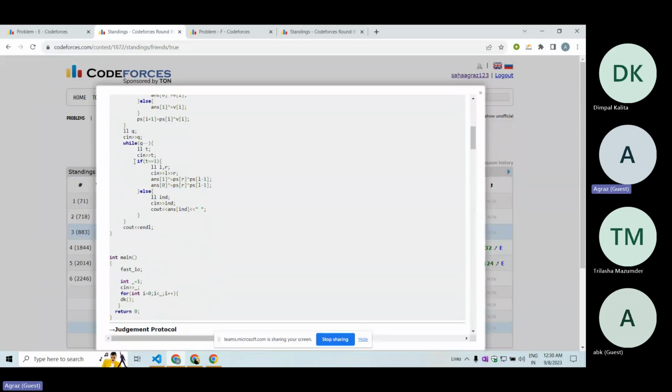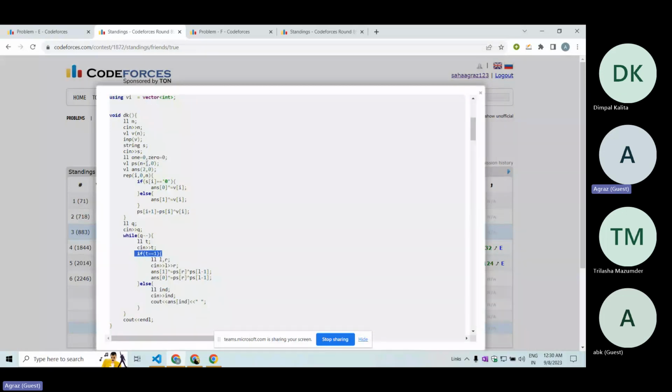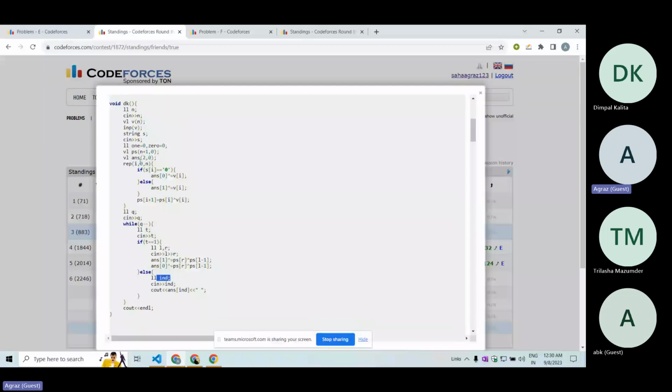For each update, if it is a query of type 1, then I have to update the containers with the XOR of the subarray from L to R, for both the 1 and 0 containers. Or else we just have to find the answer for the query of this type. For example, if the query is 2 and 0, we just output the 0 container, or else the 1 container. This is the solution.